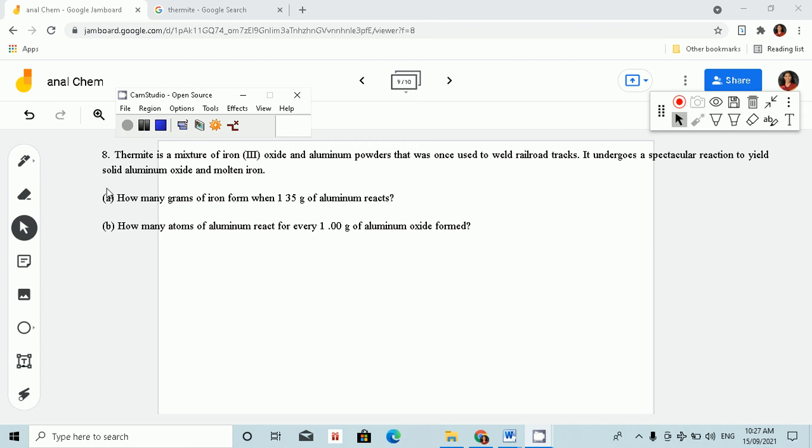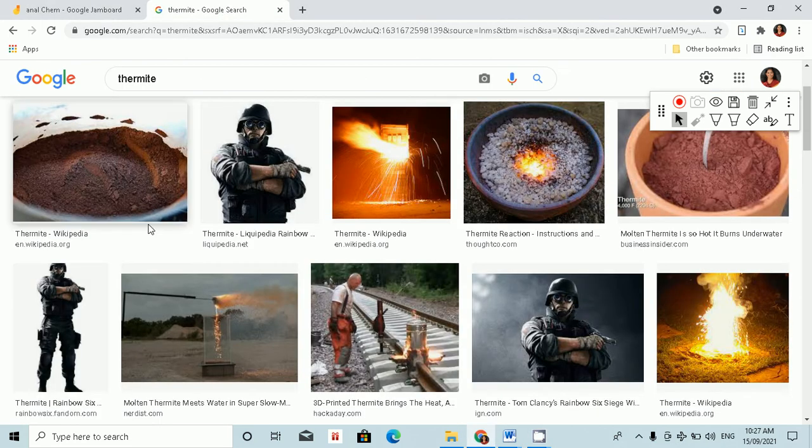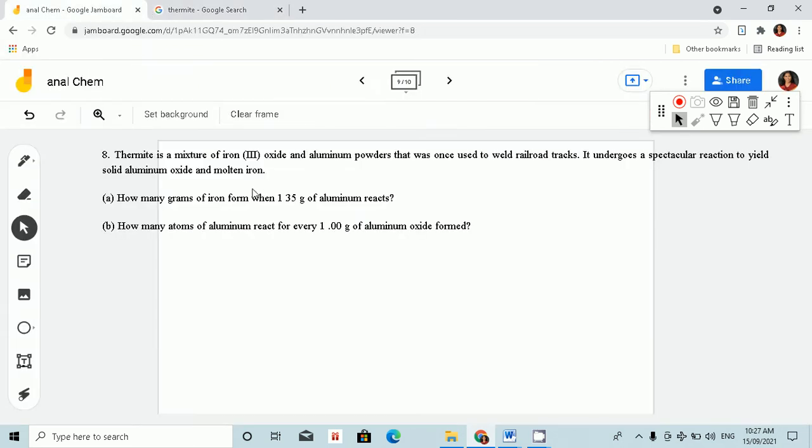Problem 8, thermite. Thermite is a mixture of iron oxide and aluminum powder. So let's find thermite. This is thermite. It is the one we use to weld railroad tracks. It is used in welding, and it undergoes a spectacular reaction to yield solid aluminum oxide and molten iron.